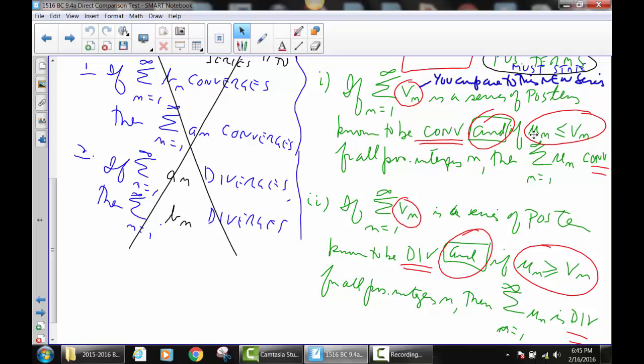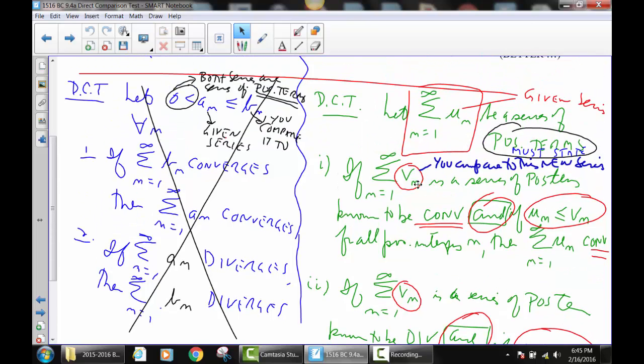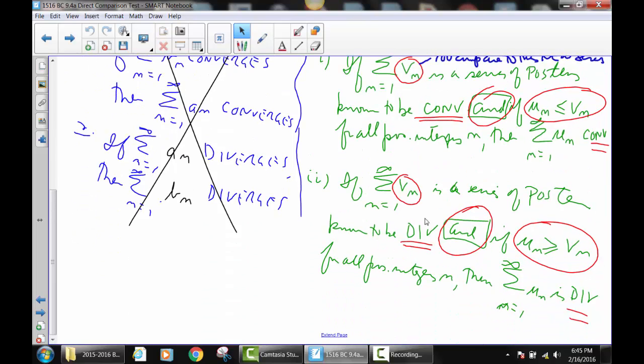So I think it's easy to remember because if the series Vn converges and each of your terms is smaller than each of these terms, it would make sense it would converge. If your series Vn diverges, then it would make sense that if each of our terms is even bigger than each of those terms, our series would diverge.